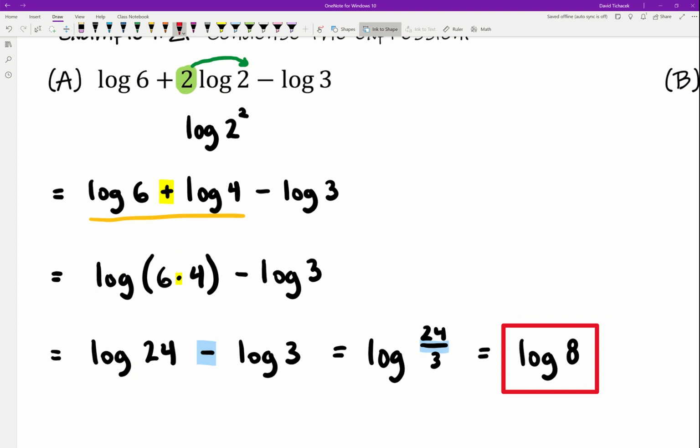So again, we're working the opposite direction of what we just did with expanding. We are going to take a look at our rules in the reverse order and apply one at a time until we get down to a nice single logarithm.